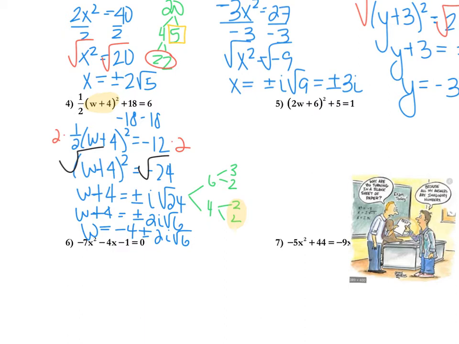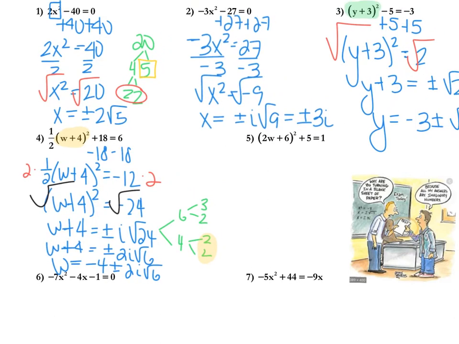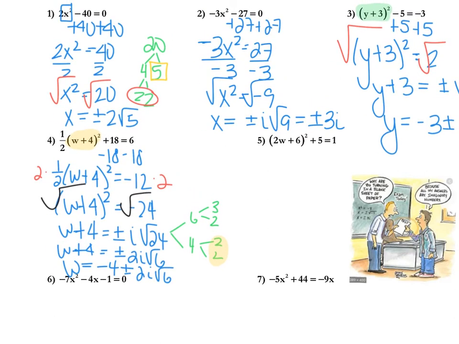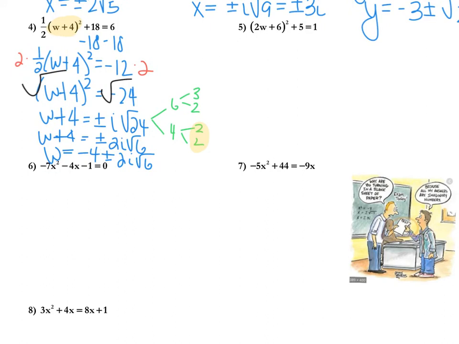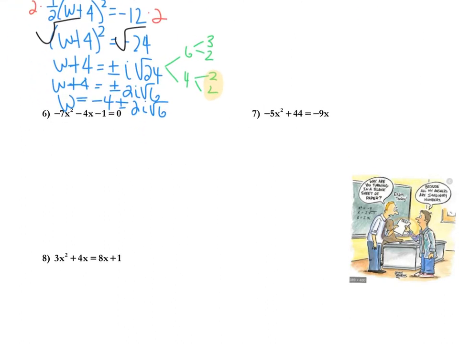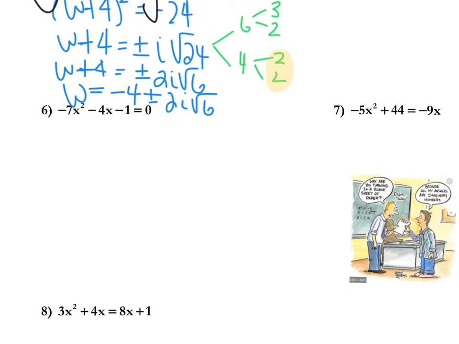So for the first 4 examples, I used square roots for all of them because either there wasn't a linear term or there was a squared expression. Okay. All right, let's jump down to number 6. For number 6, we cannot use square roots because there is a linear term, so we're going to have to use the good old quadratic formula.